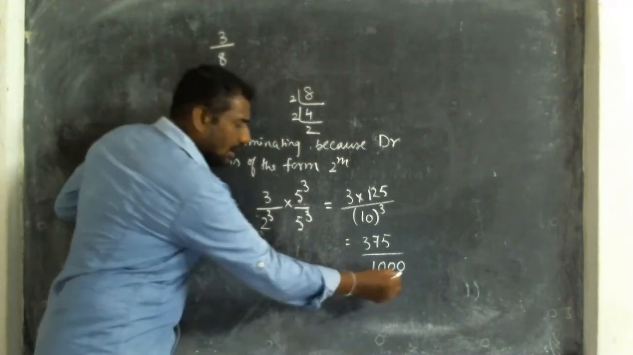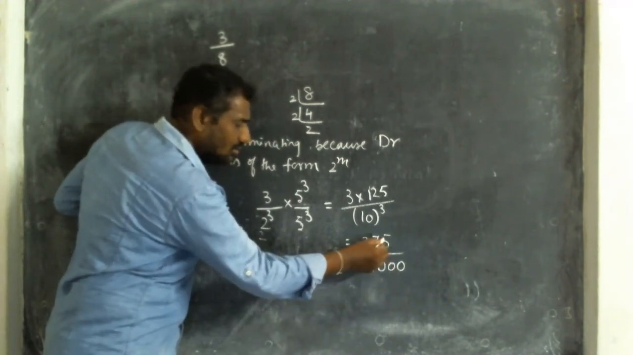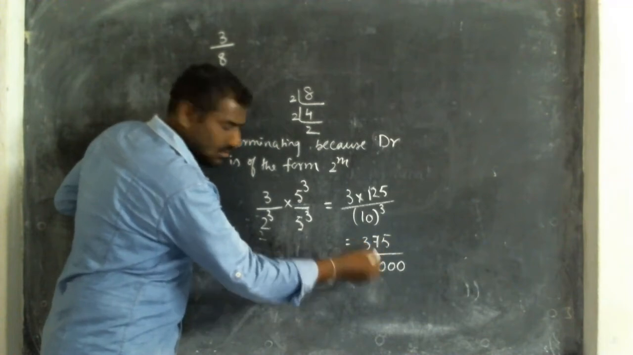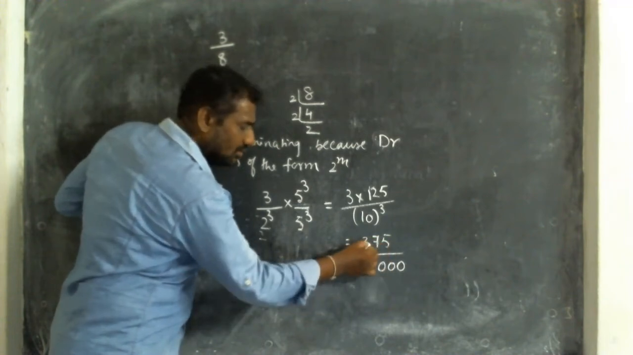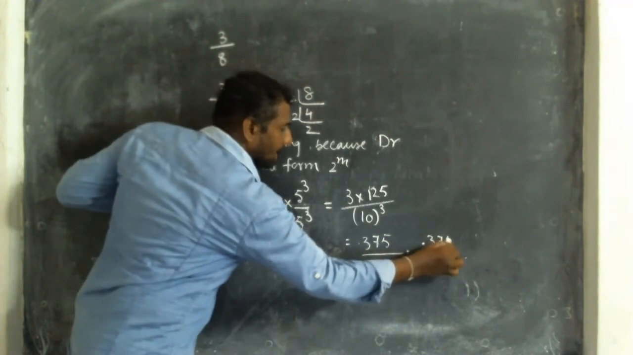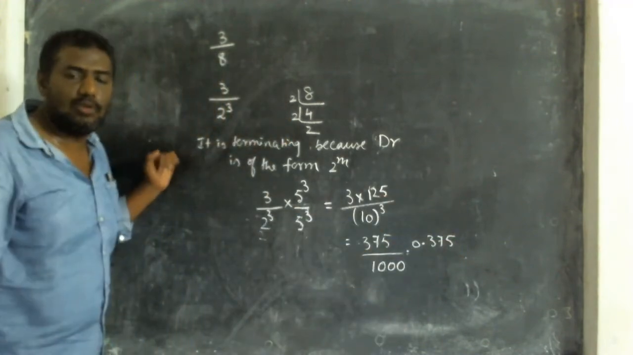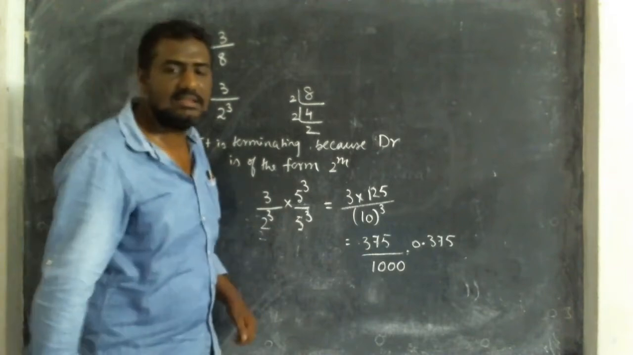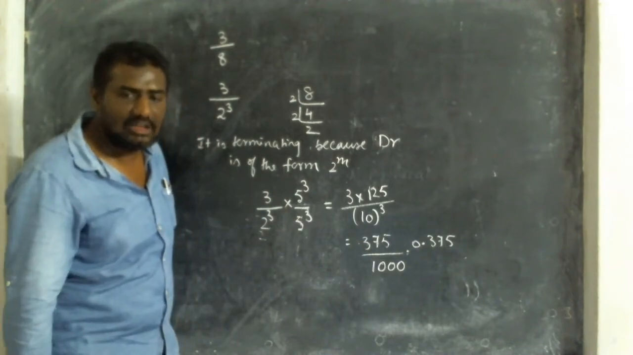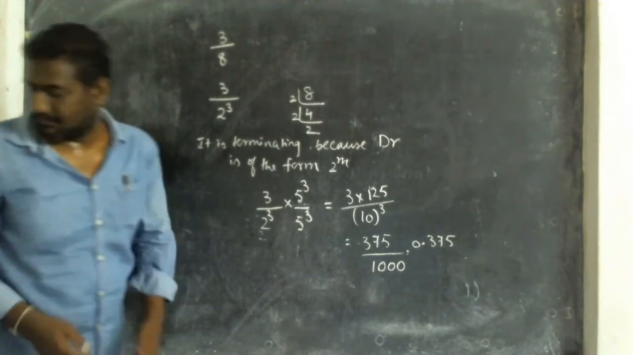Now there are 3 zeros. Count from right to left: 1, 2, 3. 3 zeros, 3 numbers. After that you put the decimal and write 0. So 0.375. This is the answer. This is the way of converting. We'll do some more problems, and there you can understand more.